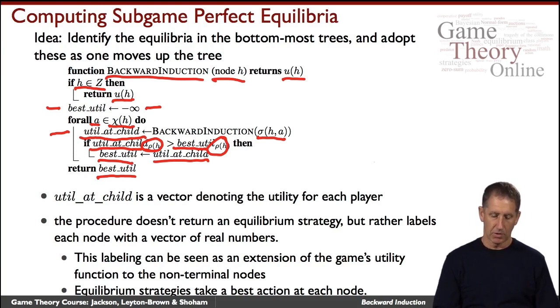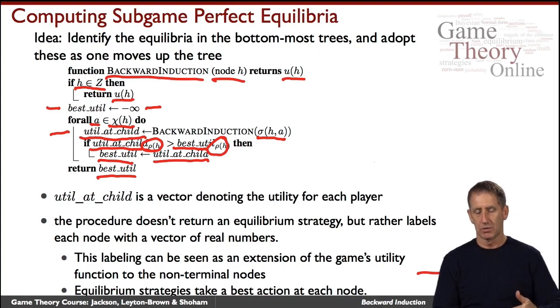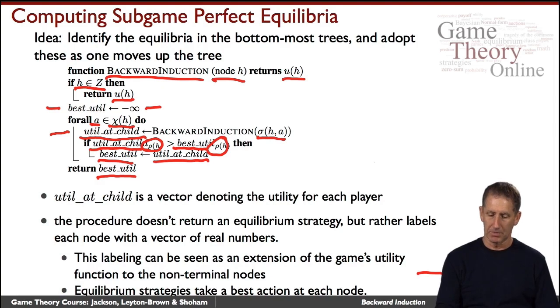And notice that we don't return a strategy, we just return the list of payoffs. In some sense, you can think of it as simply extending the payoff from the leaf nodes to all internal nodes. But even though we don't explicitly return the equilibrium strategy, the one that will be subgame perfect, it's easy to read it off those numbers, because at every node, the agent will take the action that leads to the child node with the best utility from his point of view. So that is a procedure for computing subgame perfect equilibria, the backward induction.